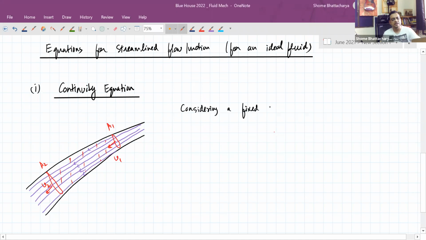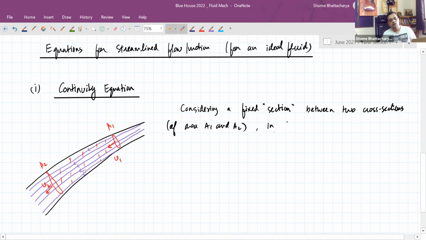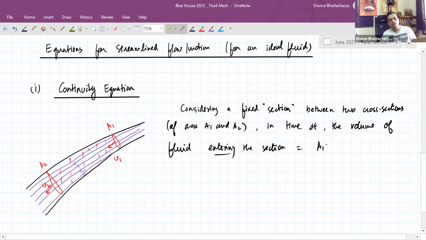Considering a fixed section between two cross sections of area A1 and A2, in time delta t, the volume of fluid entering the section will be equal to A1 into V1 delta t. I'll explain why this happens.